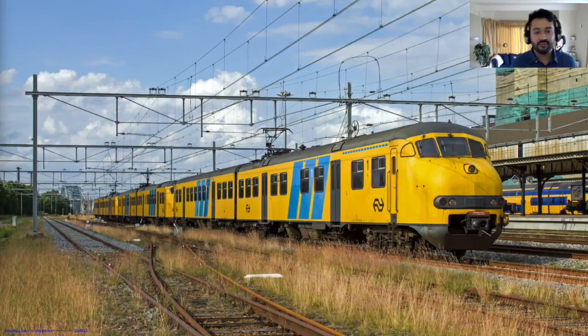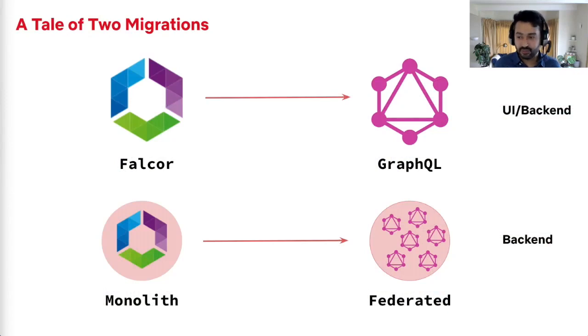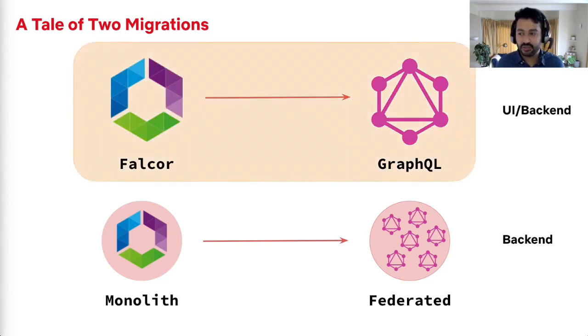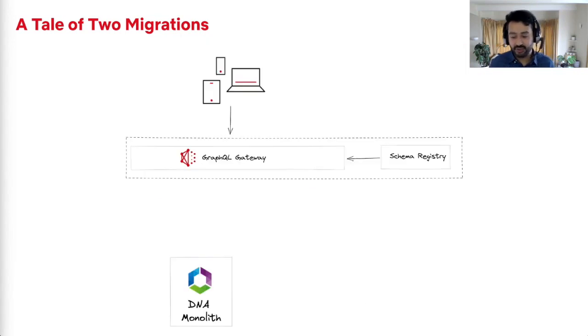So we decided we needed to understand all the requirements and build a solid plan going into the migration. We had two sets of migrations going on. We were moving from the Falcor API to the GraphQL API. And we were also moving from the monolithic API layer to a federated one. We decided to focus on the first one because it involved both UI and backend teams. And here is the plan we came up with.